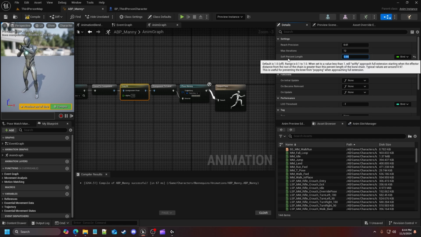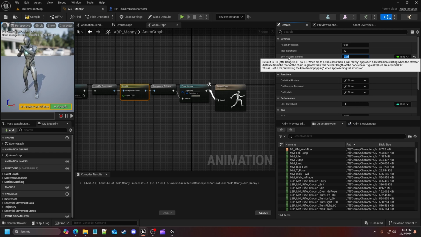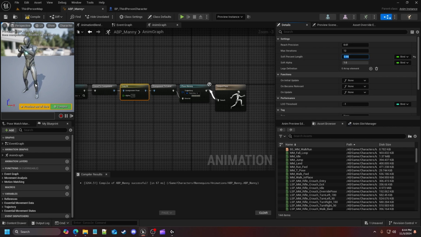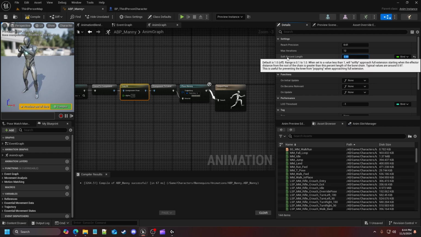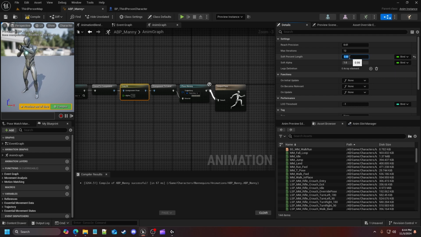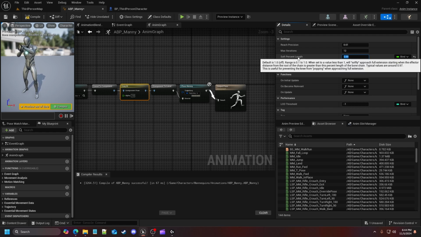But what the soft length, or the percent length, does is that this is helpful for your knees. It allows your knees to bend softly or slightly when your character is moving or going up terrain, stuff like that. So you want to set it somewhere between 95 to 99, because when you set it to 1, that's when it starts becoming weirdly stiff or has a popping thing.